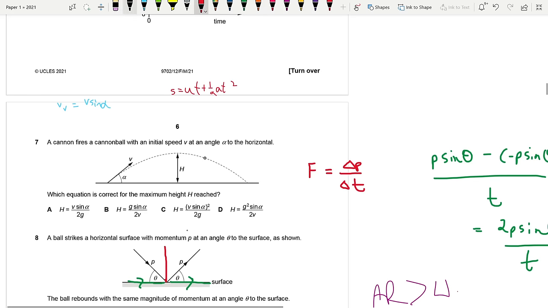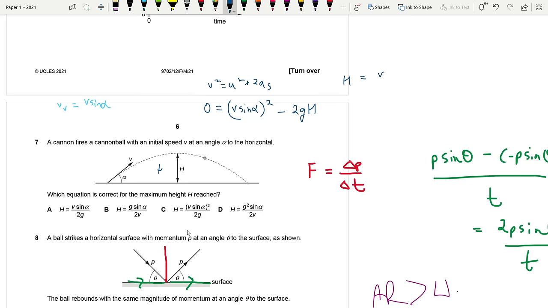So we don't want time here. Time isn't appearing in any equation. So v square is equal to u square plus 2as, right? So your final velocity is 0 and the initial speed is v sine alpha, square, minus 2gh. Why minus though? Because we are traveling up, but gravity is directed downwards, right? So if you make h the subject, you end up with h is equal to v square sine alpha square divided by twice g, or v sine alpha whole square divided by twice g. So C looks like our answer.